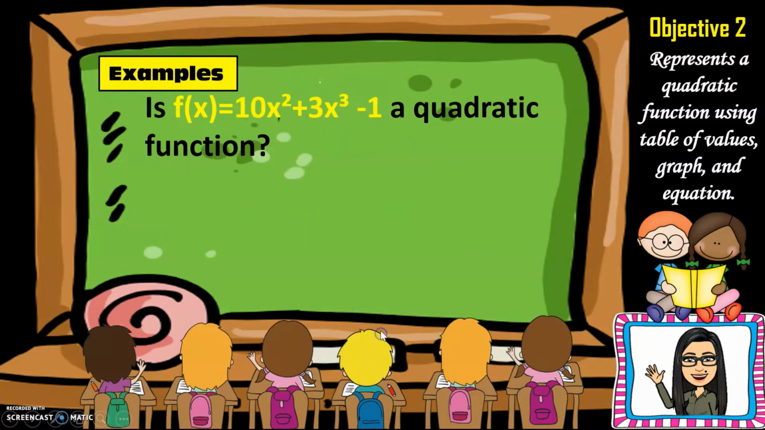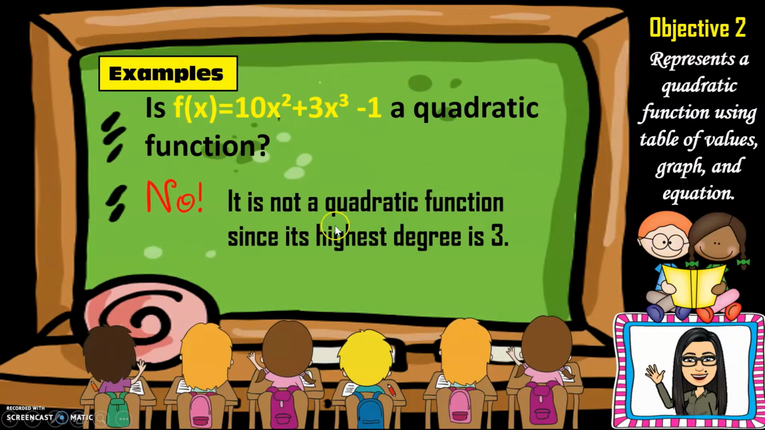Let's now proceed with our last example. So, is f of x is equal to 10x squared plus 3x cubed minus 1 a quadratic function? No, it is not a quadratic function since its highest degree is 3. So, as you can see in the given example, the highest degree of the exponent is 3. So, therefore, I can say already that the given function is not quadratic.